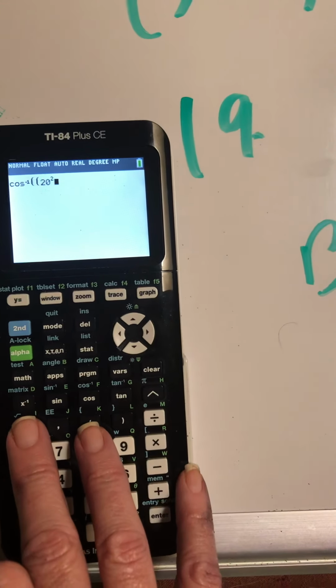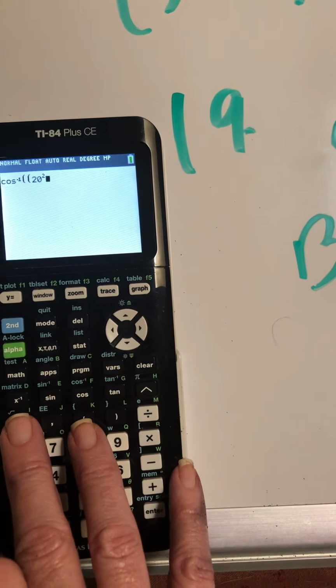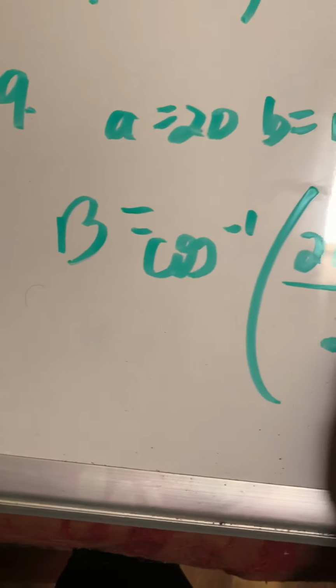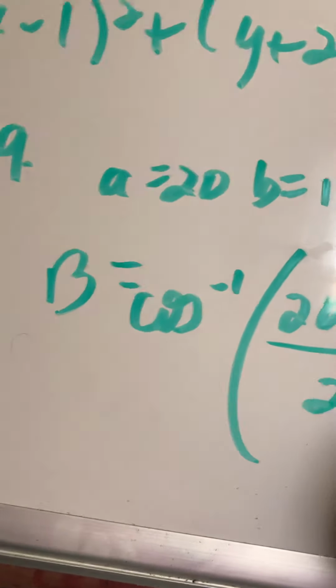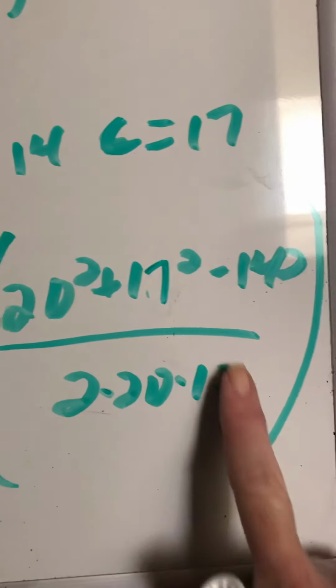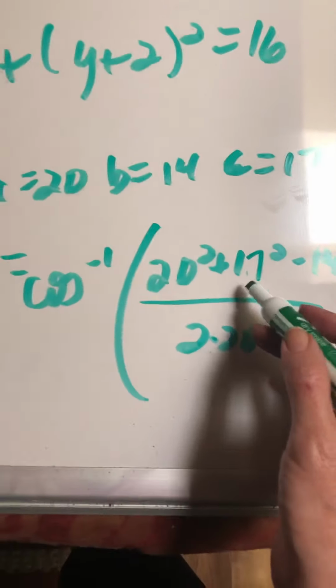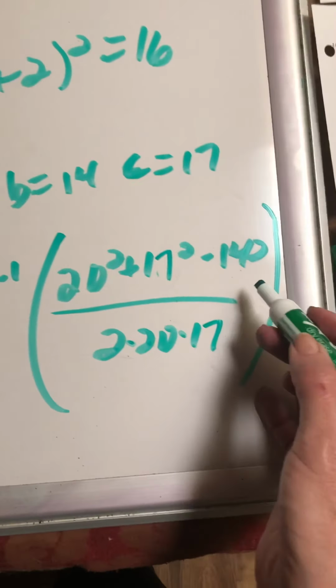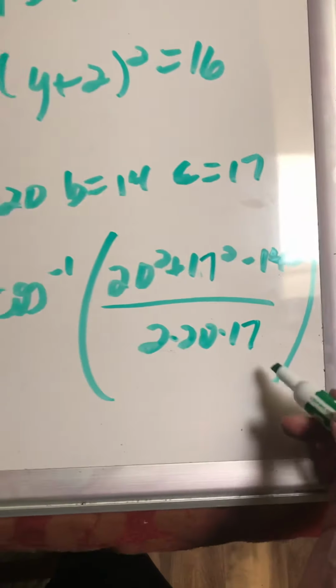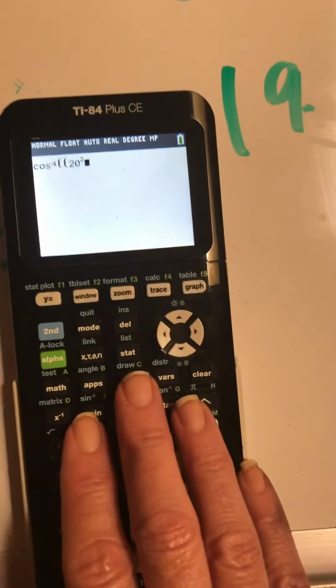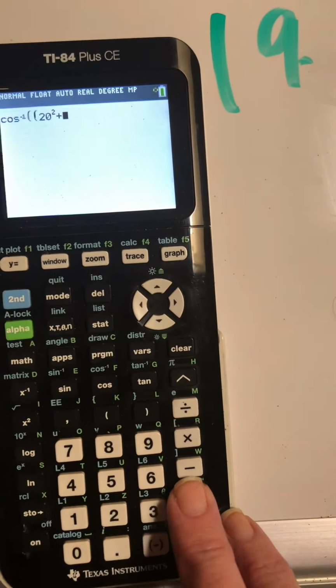Oh, let me make sure I've got my numbers right. I don't. That's a 17. I put 12, that's a 17. That should be a 17. It should be 20 squared plus 17 squared minus 14 squared over 2 times 20 times 17, not 12. Don't know where I got the 12 from. Okay, so glad I fixed it before I typed it in.